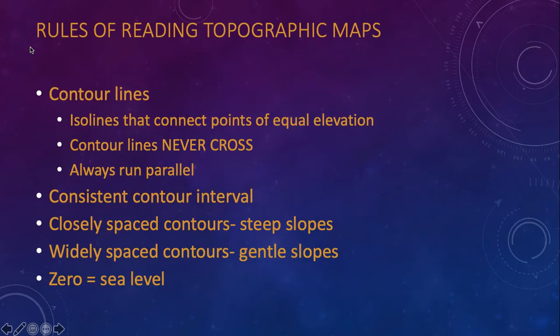So there's some rules for reading topographic maps. You've got iso lines that connect points of equal elevation. They never cross. They always run parallel to one another. And the contour interval is always consistent. You need to know that if the contour lines are close together, you have steep slopes. That means you're going uphill quickly. If they're widely spaced, if they're not close together, then you have gentle slopes. You're changing elevation, but not very quickly. And 0 is always sea level.